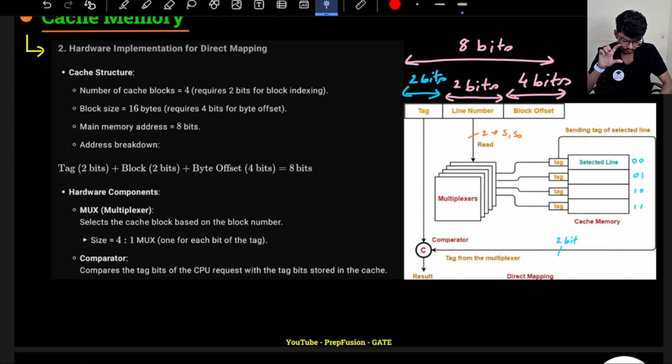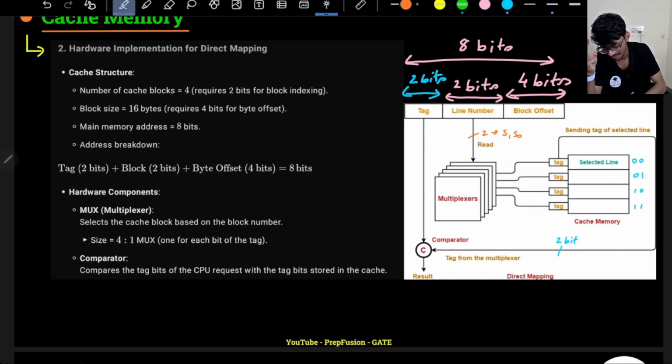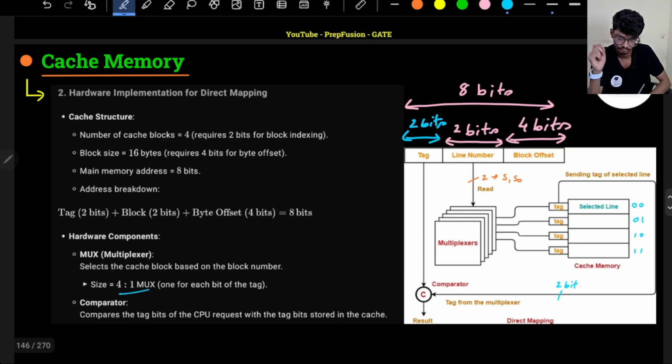Now can you tell me what kind of mux I will require, what will be the size of the mux? It is a 4:1 mux, because my select lines are 2. If I have 2 select lines, the mux size will be 4:1. How do I calculate it? It is simply 2 raised to the power number of bits in the cache block number, to 1.